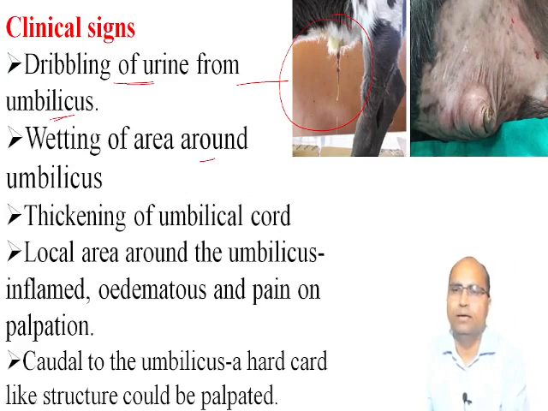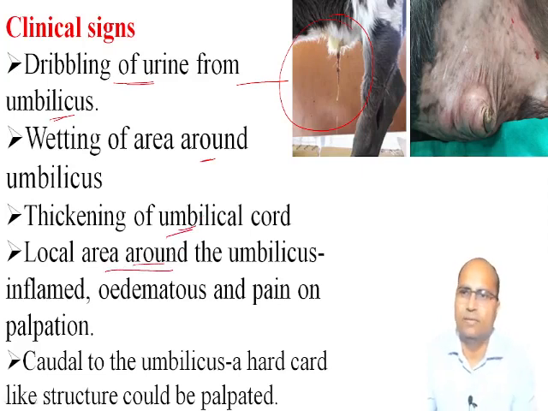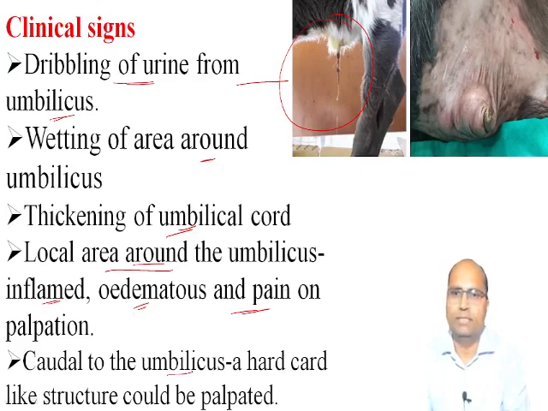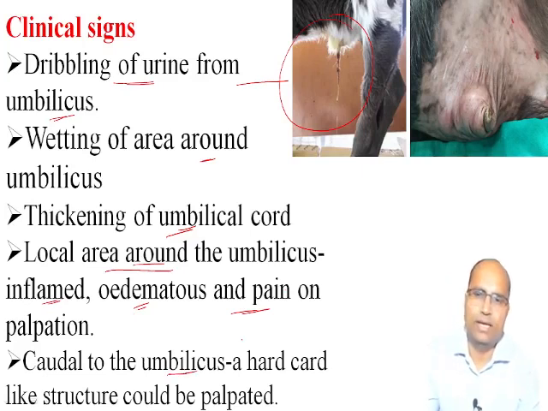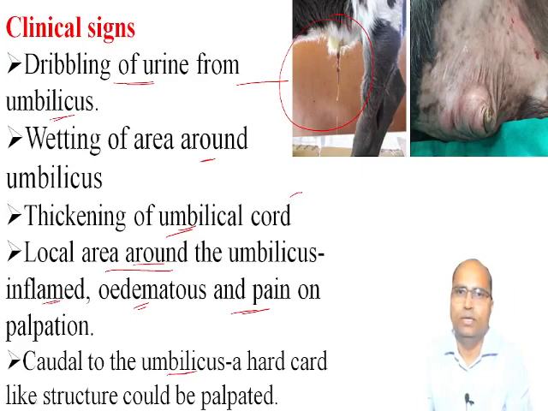Wetting of the area around umbilicus, thickening of umbilical cord, local area around umbilicus is inflamed, edematous, and painful on palpation. Caudal to umbilicus, a hard cord-like structure can be palpated. See this picture.